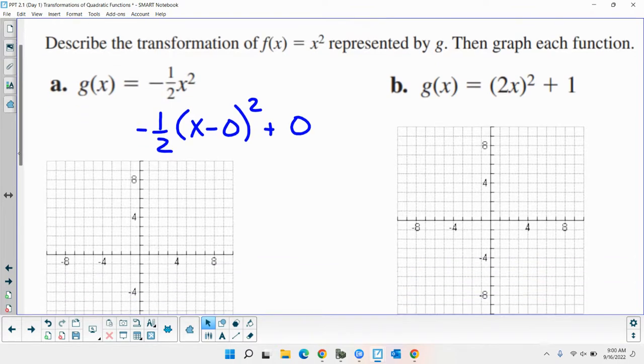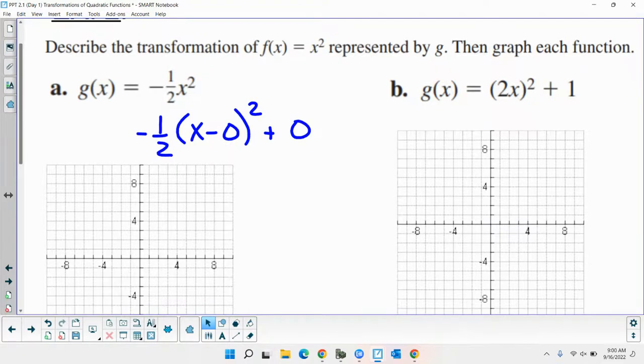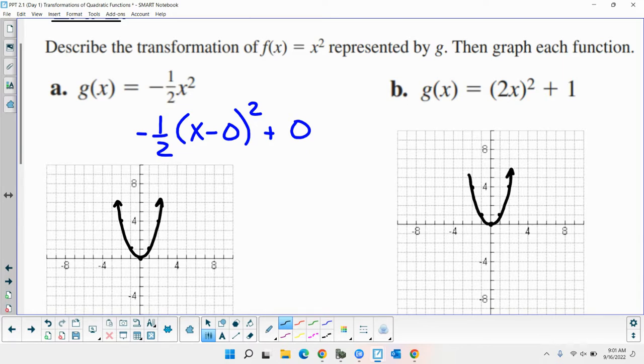All right. So, again, my parent function: 0, 0; 1, 1; negative 1, 1; 2, 4; negative 2, 4. We can do that over here too. Let's just do that real quick. We know that. You guys have done well at the parent functions.